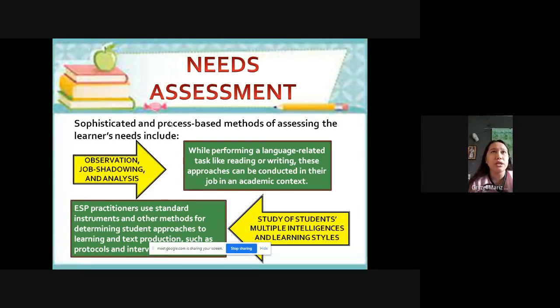We can use it in doing activities, giving them things to do for them to appreciate the language. That is what is difficult when we are teaching the language. In language, we need the students to appreciate the language for them to learn. That's the difference between teaching the language and the other areas and subjects.